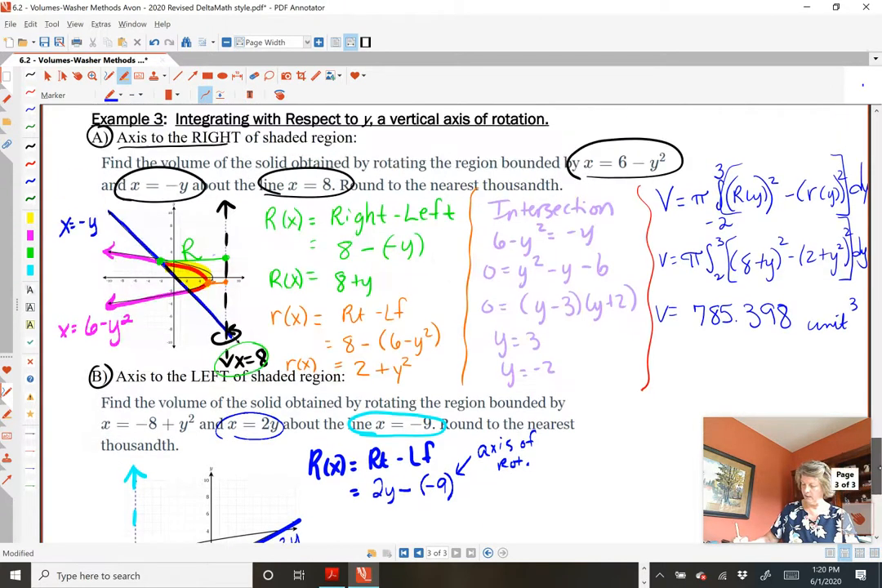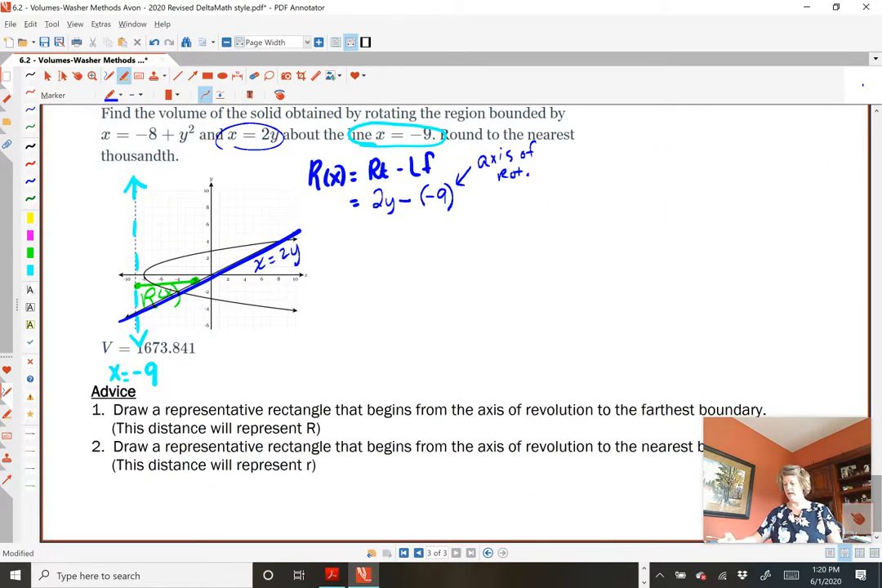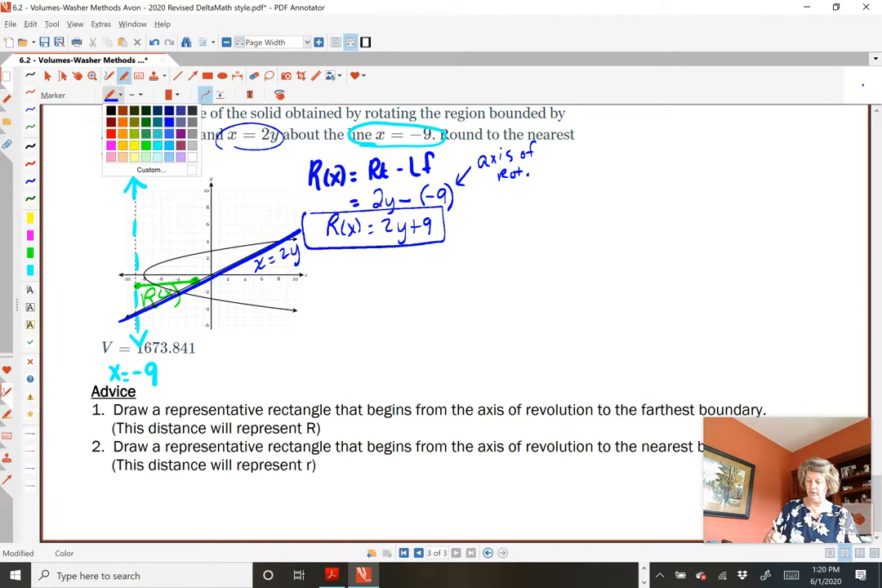On the other one, we led off with axis of rotation because it was farthest to the right. So it's not always axis of rotation that is your second function or value that you're subtracting. This will give us an R of x equal to 2y plus 9. Okay, hold on to that. We'll need that one.